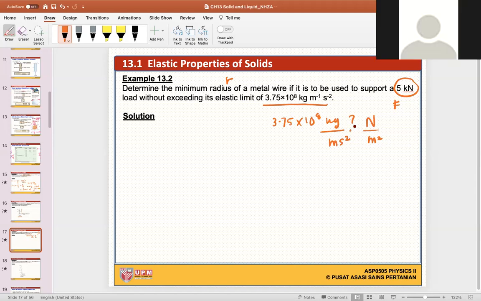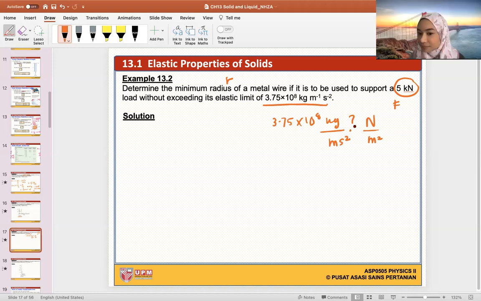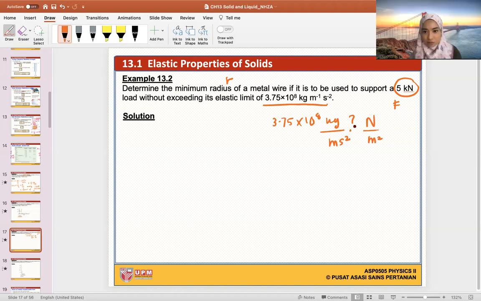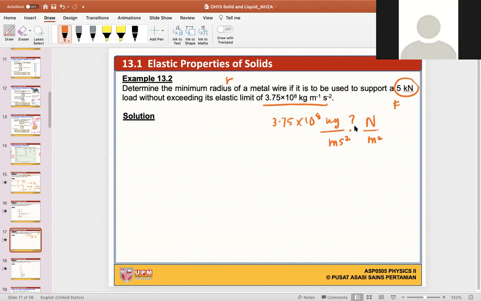Because kilo... kg m s^-1 is the same as Newton. The same. Newton. No, I'm not sure. Who answered just now? Aisyah. Okay, thank you for trying.